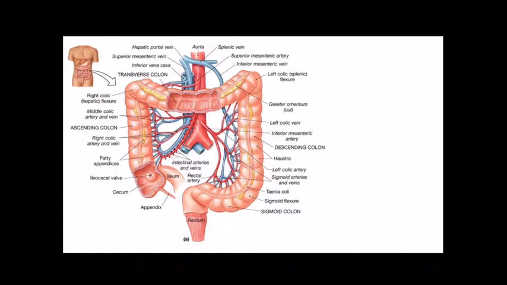And then we get the sigmoid colon. The sigmoid colon heads posteriorly and medially from the descending colon. And then the very last part is the rectum. The last couple of inches of the rectum are the anal canal. And so the very last sphincter of the whole GI tract is the anus, and there's an inner and outer anal sphincter.